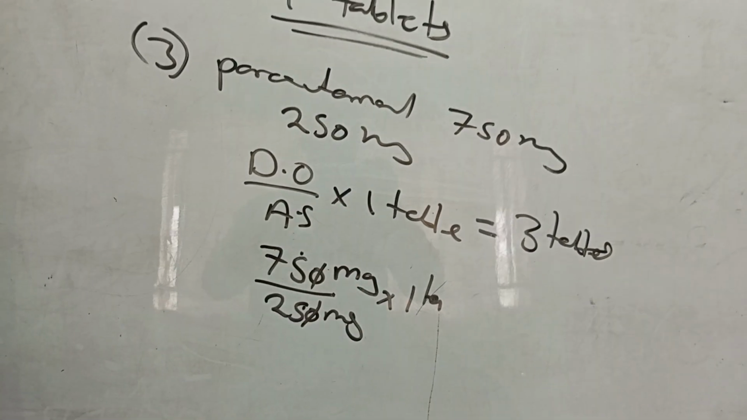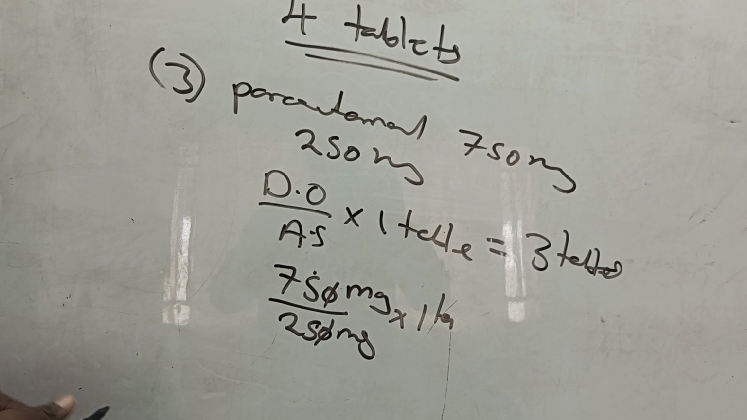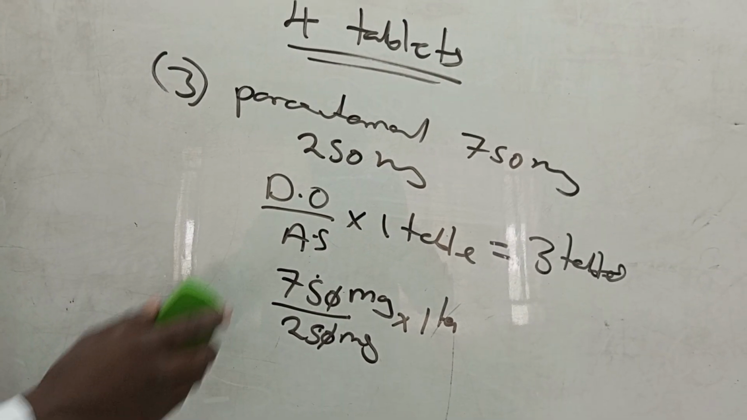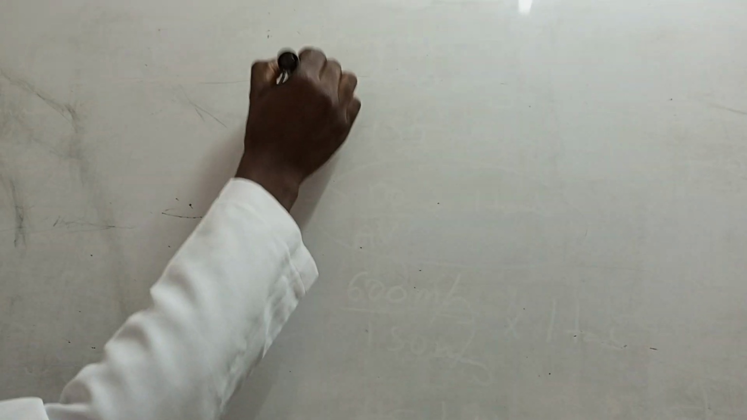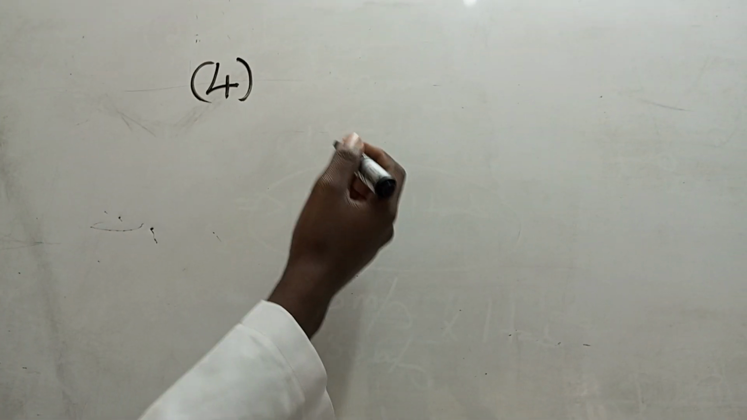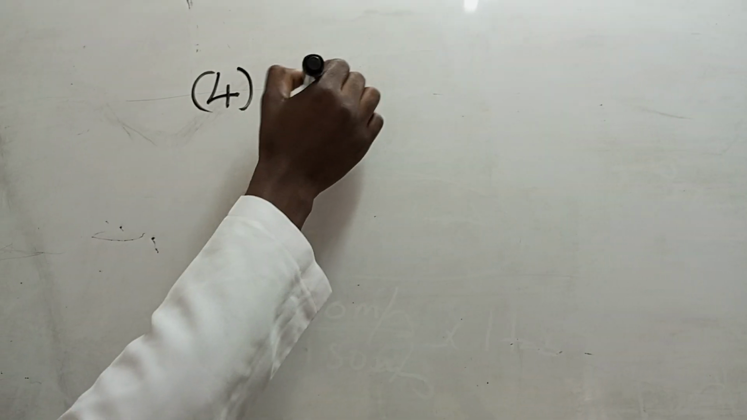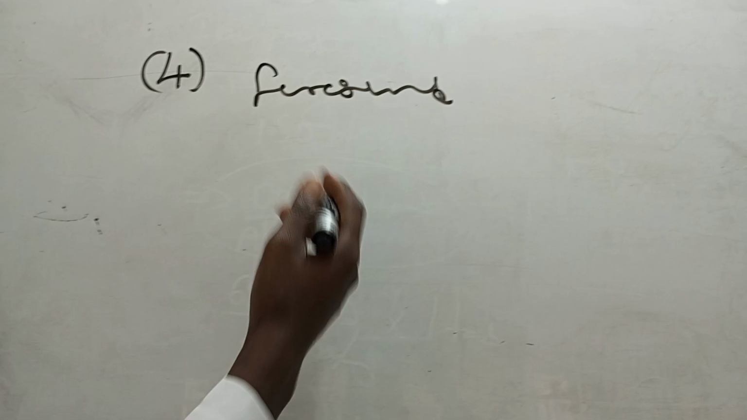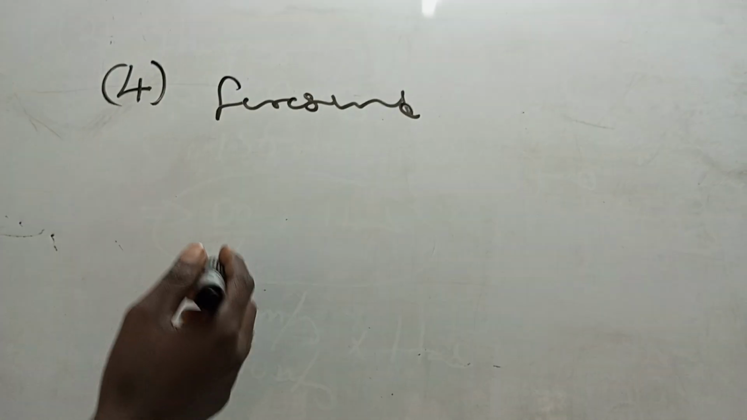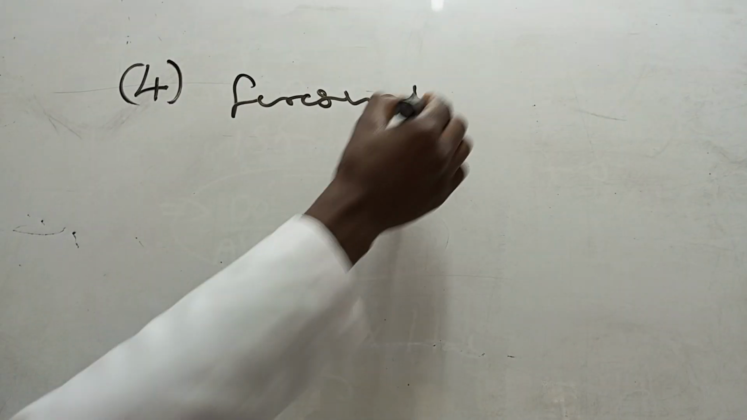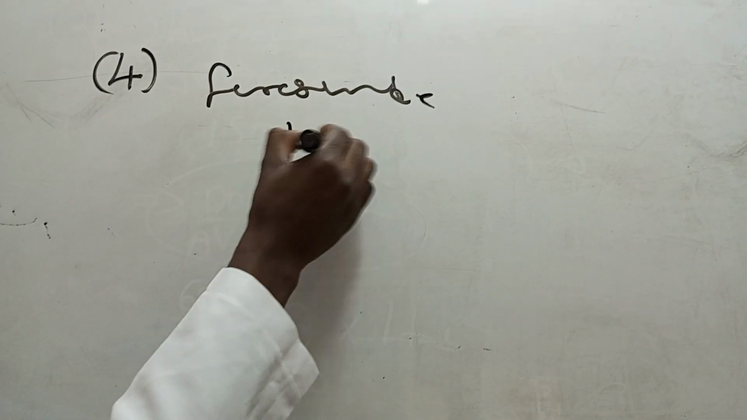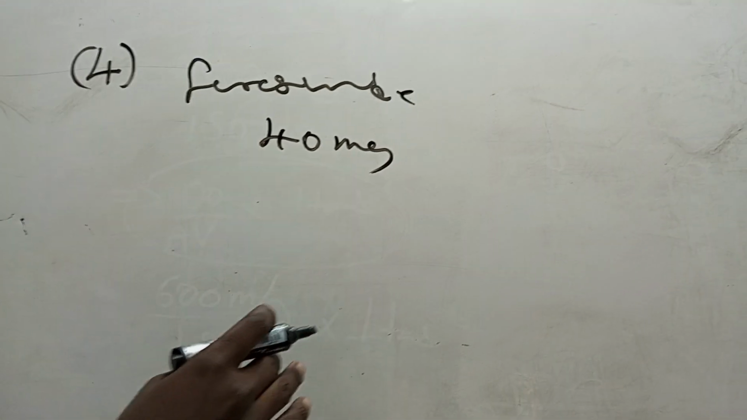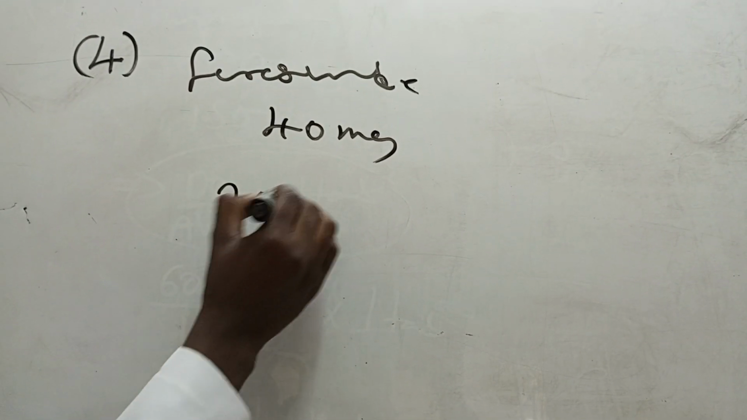Let's look at the last example of dosage calculation under this simple cancellation formula. In this last example, our example number 4, the doctor orders Lasix or furosemide. We know these are diuretics which we give in hypertensive patients. The doctor orders furosemide 40 milligrams, and the available stock you have is 20 milligrams.